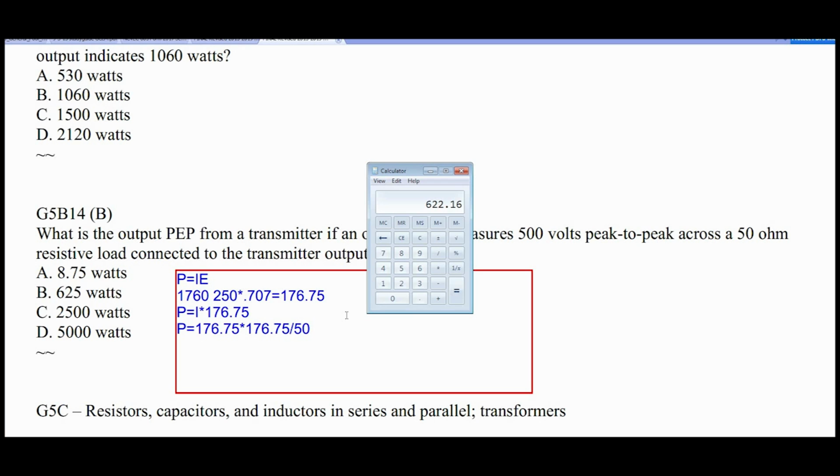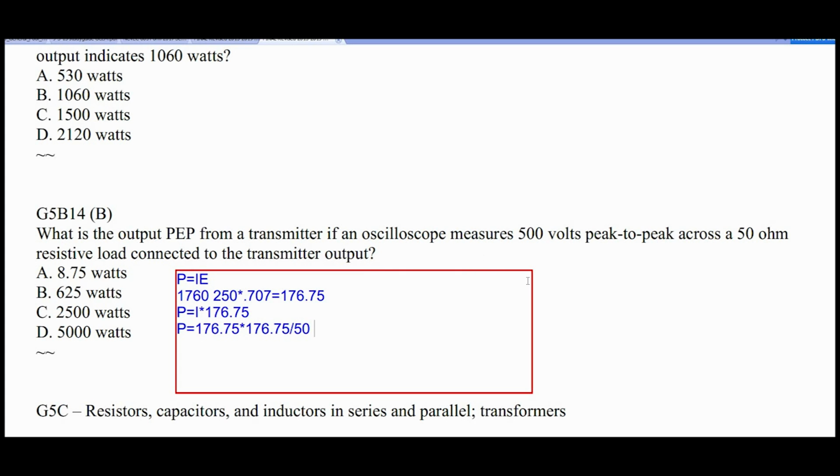Again, this is a question I think is there just to give us some trouble. So it's taking half the peak-to-peak voltage and then multiplying that times the RMS, and then taking that squared divided by the resistance, and that gets us to 620 some odd watts. Not an easy question. All right.